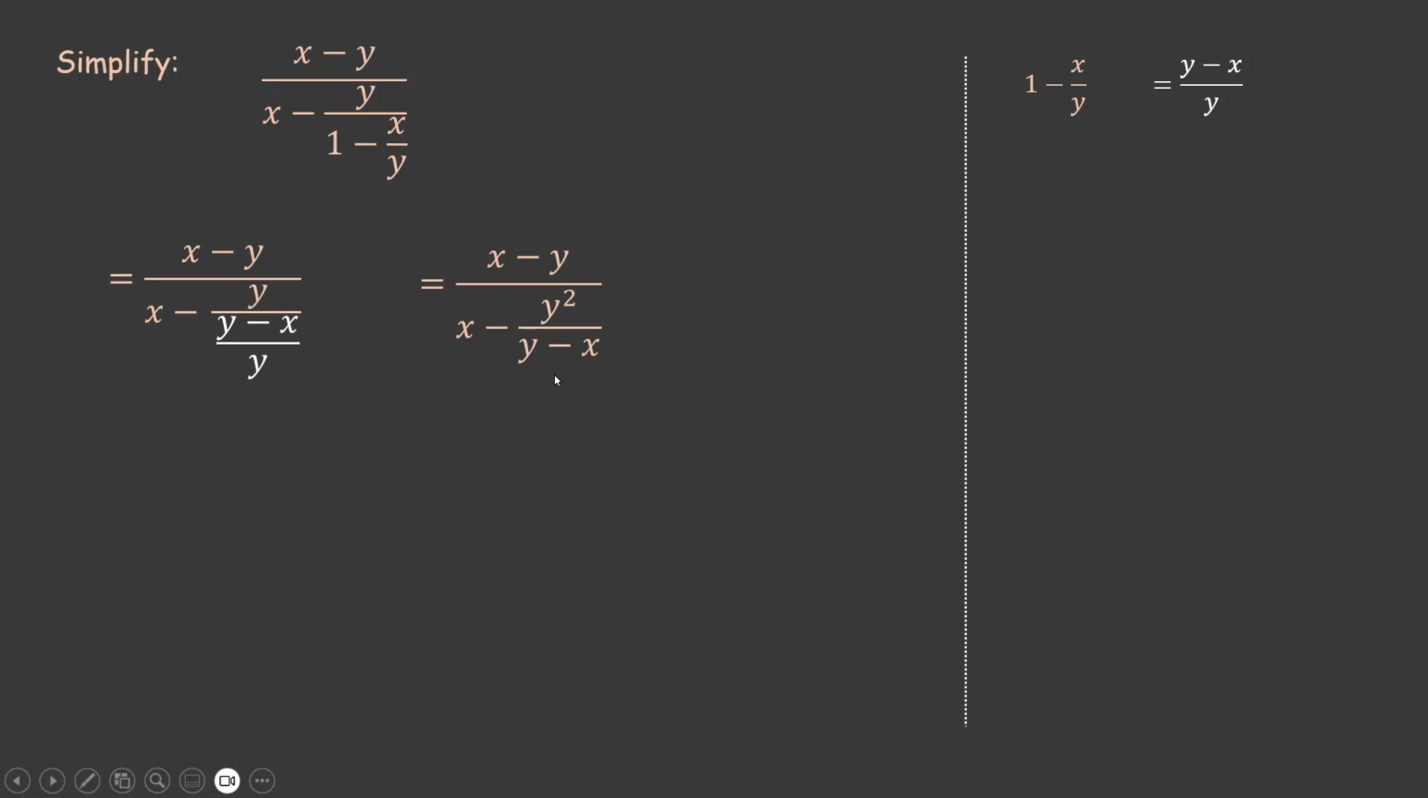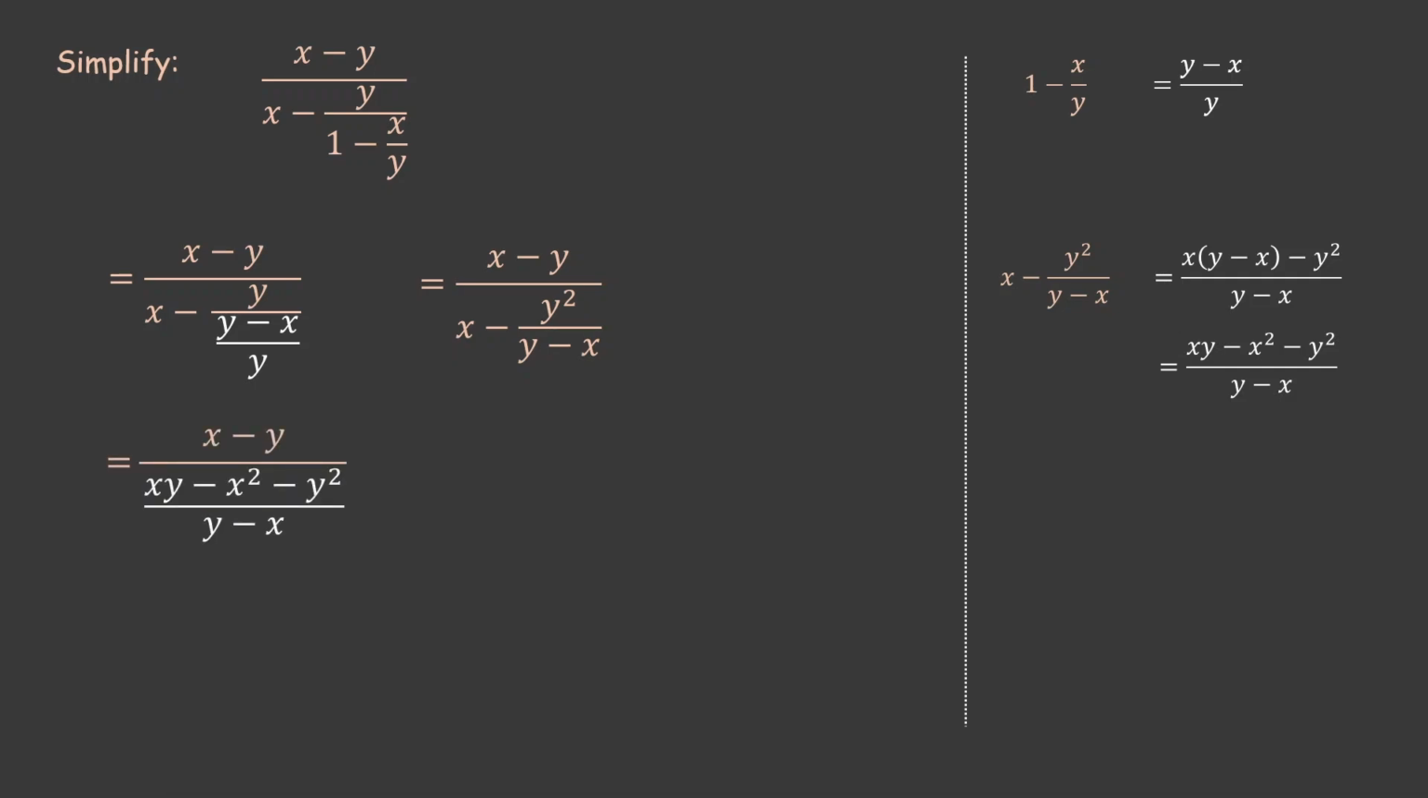Once again, we'll have to solve this denominator. Let's take the LCM. The denominator is y minus x. The numerator is x into y minus x minus y square. That's xy minus x square minus y square. Let's substitute this. Now we'll multiply x minus y with y minus x.